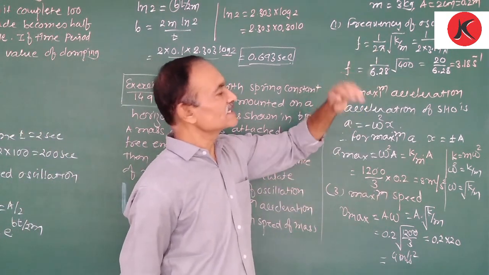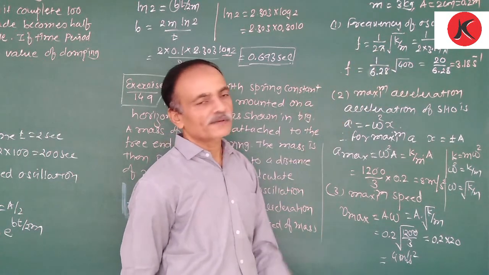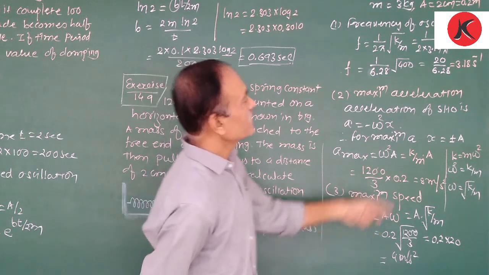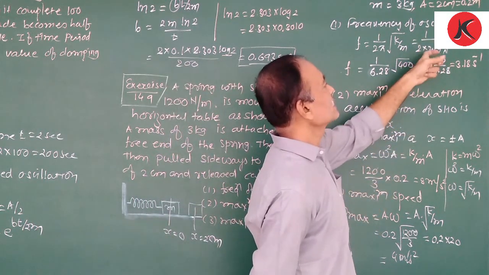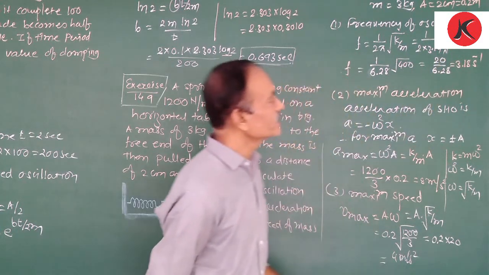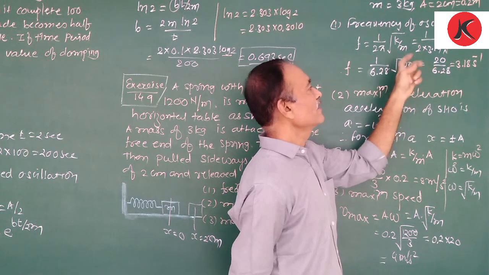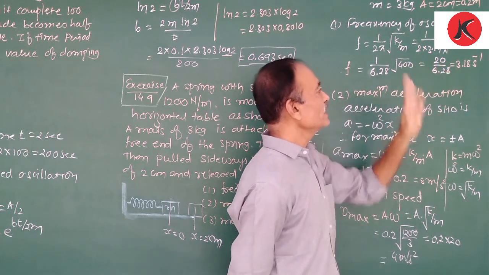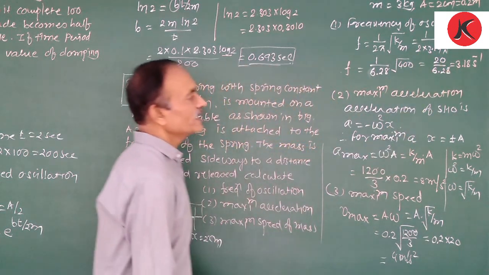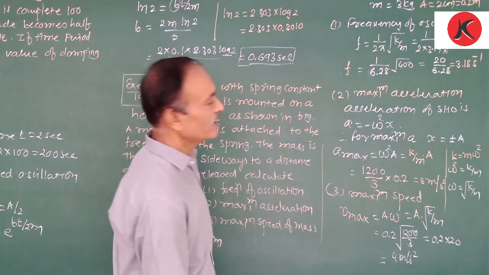So here the frequency of oscillation f is equal to 1 upon 2 pi under root of K upon m. If we substitute 1 upon 2 pi, 3.14, under root of 1200 upon 3, so there is 400, right? Square root of 400 is 20. So 20 by 6.28, we obtain the frequency is 3.18 second inverse.